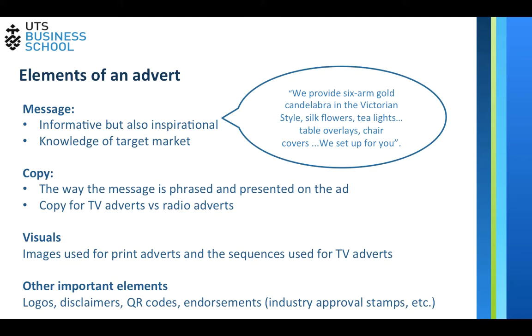Now, when we're talking about advertisements, there are different elements of an advert that need to be taken into account. The very first element of an advert is the message. The message should not only be informative and provide information to potential event attendees, but it also has to be inspirational. You don't want to bore your potential attendees with dull messages. The message should also be considerate of the target market, so you should have good knowledge of your target market and take their attributes and characteristics into account when producing a message in your advert.